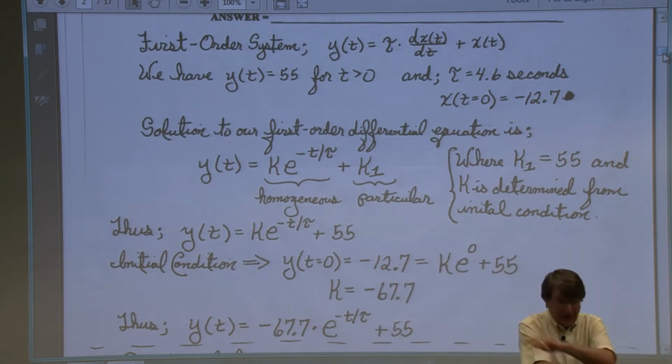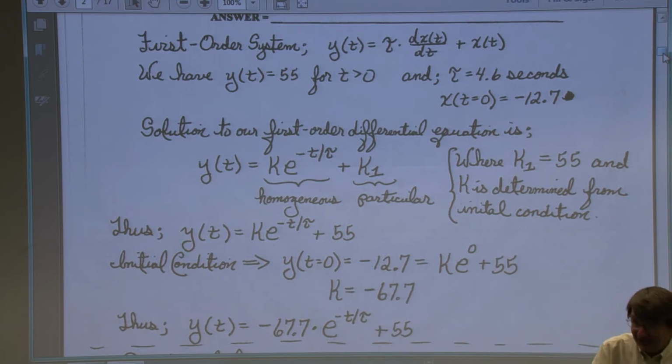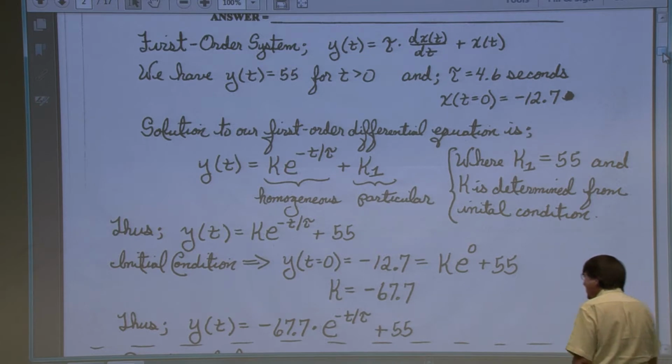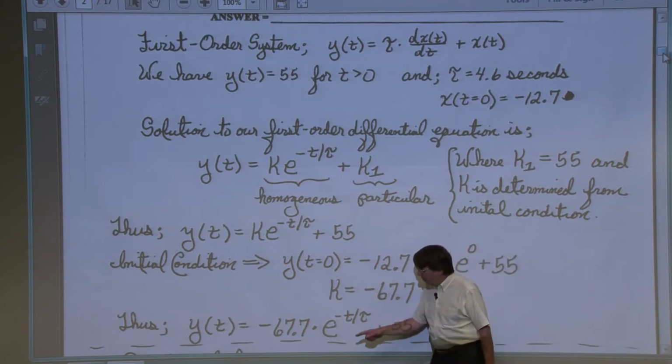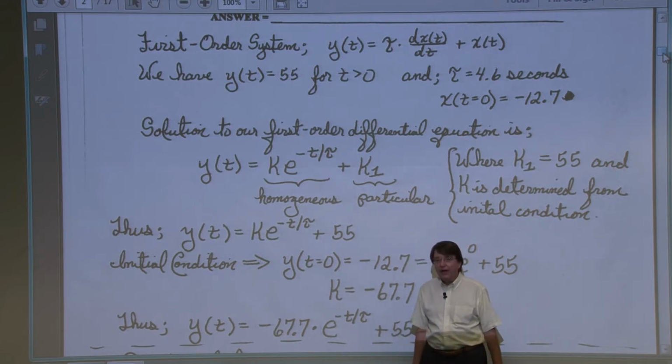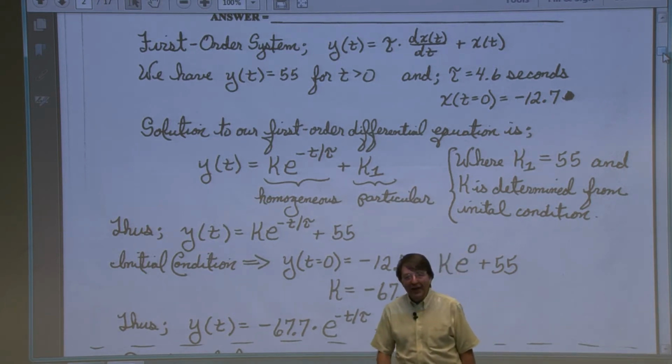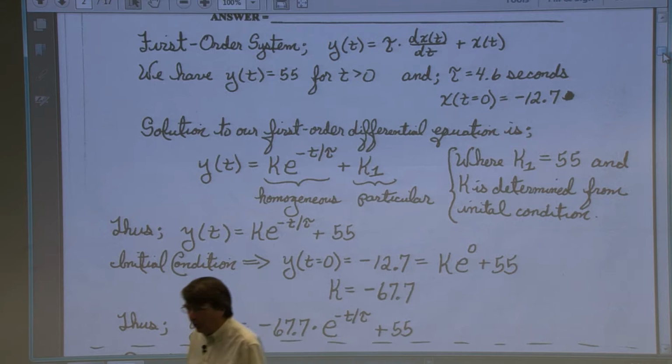I now switch and I make Y the output and X the input. But either way, I think we get down here that the output is minus 67.7 times the exponential plus 55. I'm sorry for the confusion. It was a mistake on my part. I didn't mean to do it. But I think we get to the right point. How are we all doing?